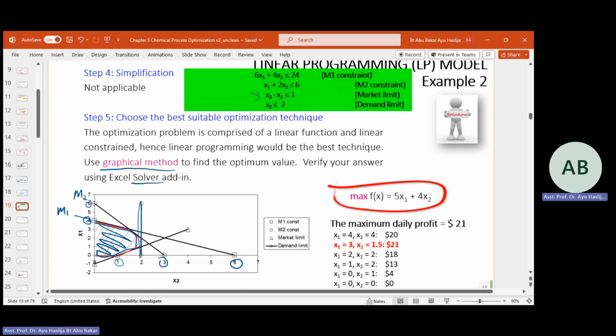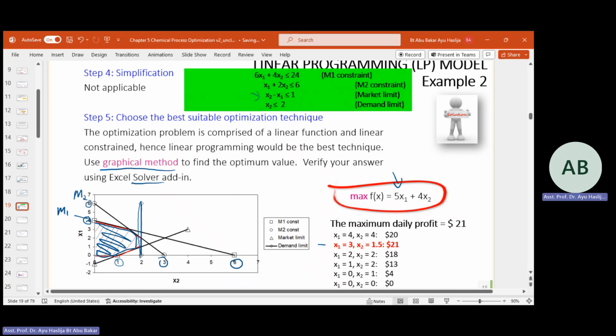Now your objective function is to find the maximum profit. This is the equation that you generated earlier. Now to find the maximum daily profit, in between this area, plug in the value into the equation over here. Then you find the maximum.